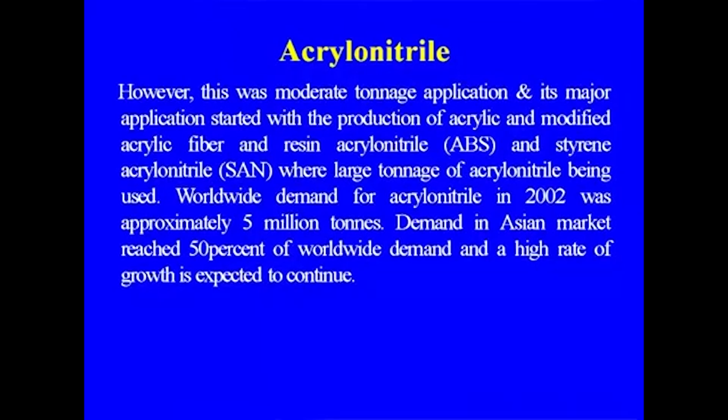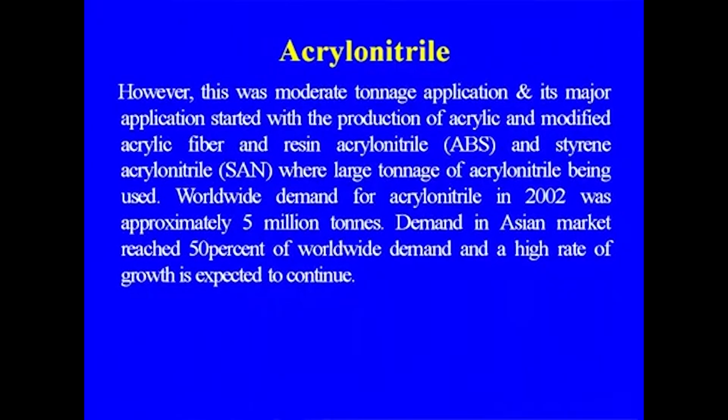So, as I told you, with the development of moderate tonnage applications, the major application started with the production of acrylic fiber and modified acrylic fiber. This was a change in the production pattern also. Then the resins: acrylonitrile, ABS resin and styrene acrylonitrile resin, so styrene combination and butadiene combination. Different resins are coming in the specialty grades of polymer.